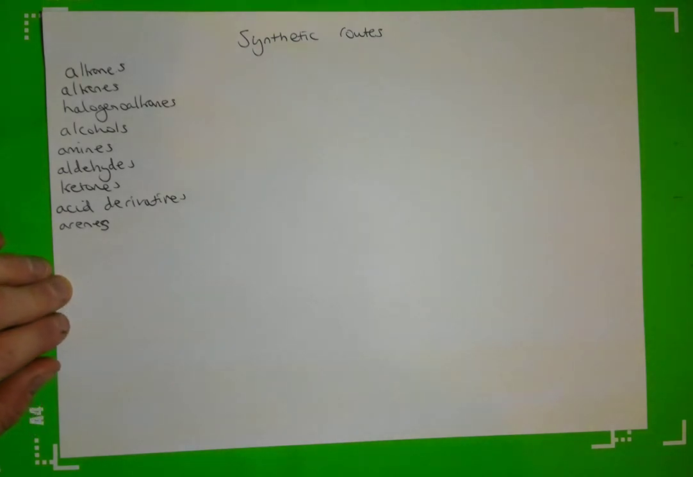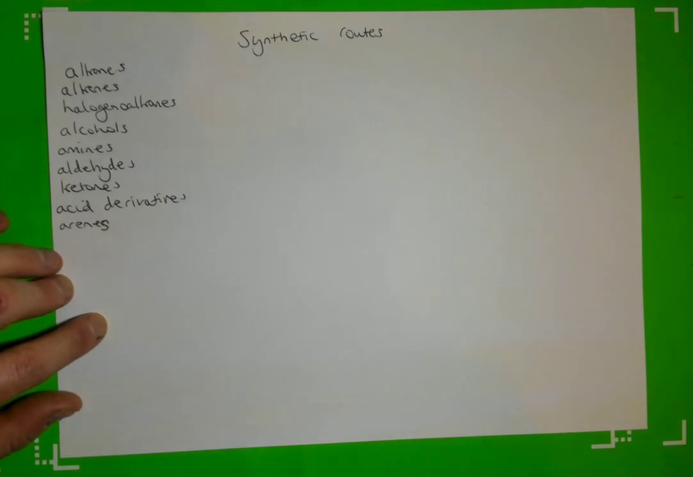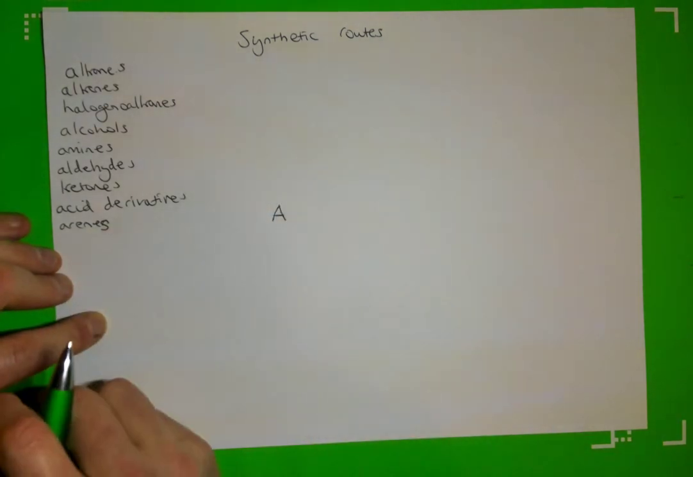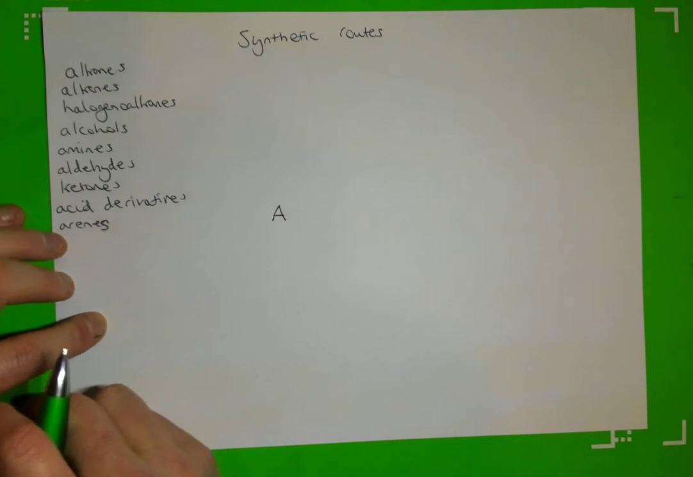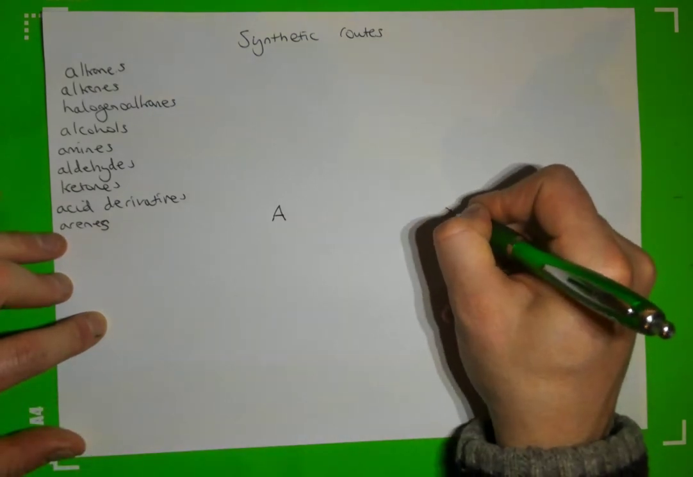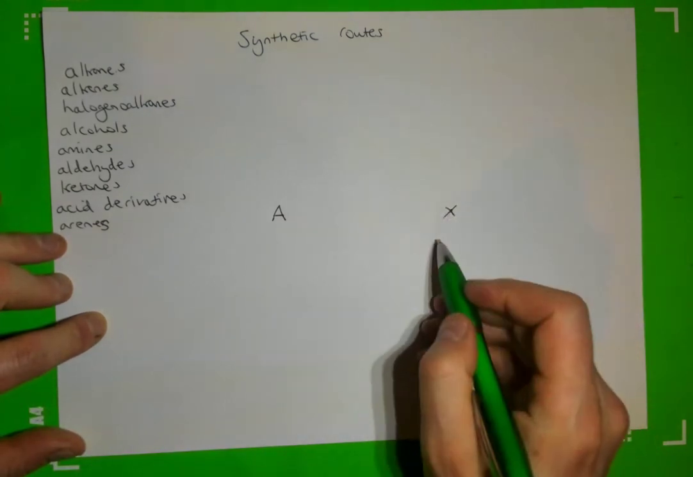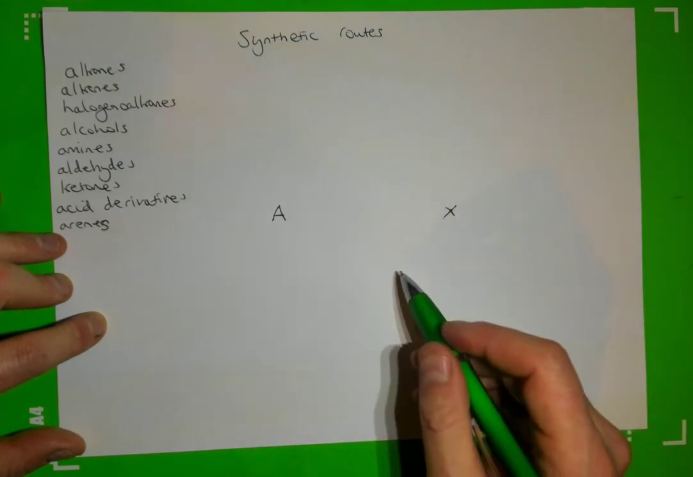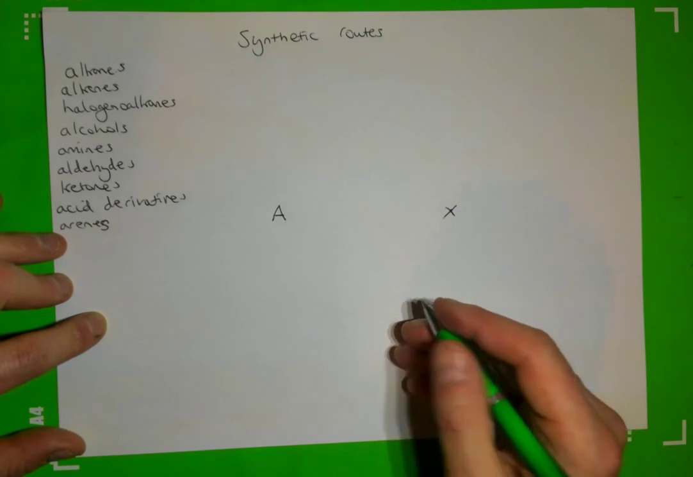So the first thing that we're going to do when we're working out a synthetic route is to work out a scheme. Now, we do that by starting to write down the formula of the starting material. So for example, if the starting material was molecule A and we wanted to make molecule X, which we would call the target molecule. I want to get from there to there. And we're asked how we're going to do that. This is the technique that you should use.